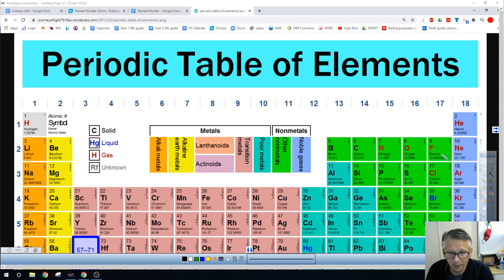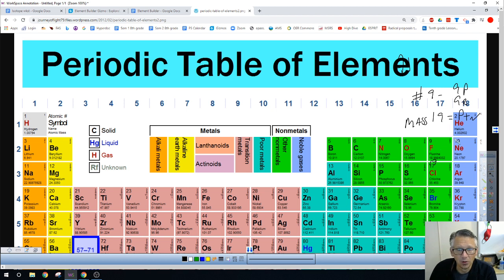Its symbol is F, its name is fluorine, and its atomic mass is 18.998. But we're going to call that 19, because when we see fluorine, it's going to have an atomic mass of 19. The atomic number is 9, and that tells us that we have 9 protons and 9 electrons in a neutral atom. Its atomic mass is 19, and that tells us that we have 19 protons plus neutrons.